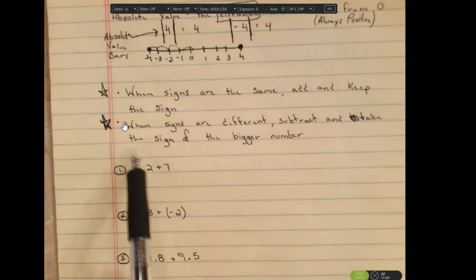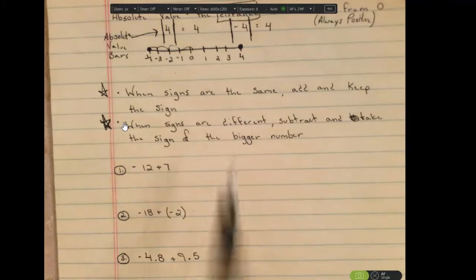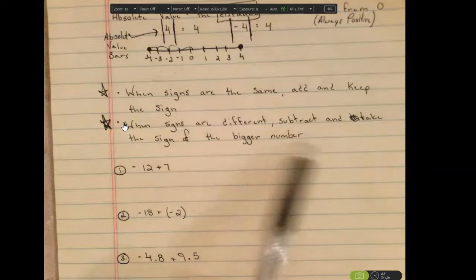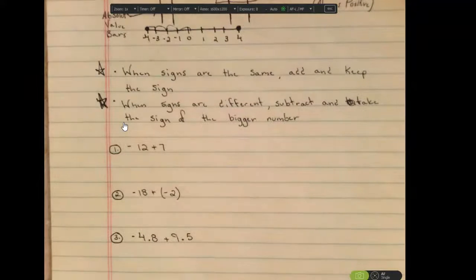Your next rule is when the signs are different. So this would be whenever you're adding or subtracting a positive and a negative. When those signs are different, subtract the 2 numbers and then take the sign of the bigger number. We'll get into an example of that in our next couple of problems here. But those are your 2 rules. Let's go ahead and look at number 1 and apply this.